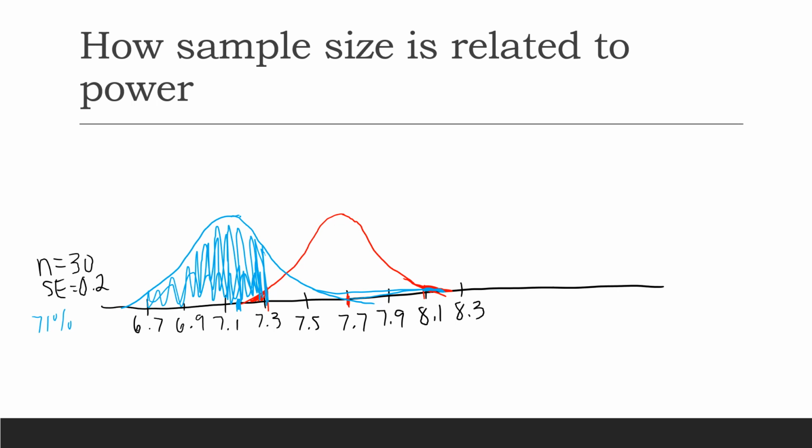Now, let's think for a minute about what would happen if instead of a sample size of 30, I used a sample size of 100. The standard error, 1.1 over the square root of n, is going to be 0.11. So it's got a much smaller standard error with a larger sample size.